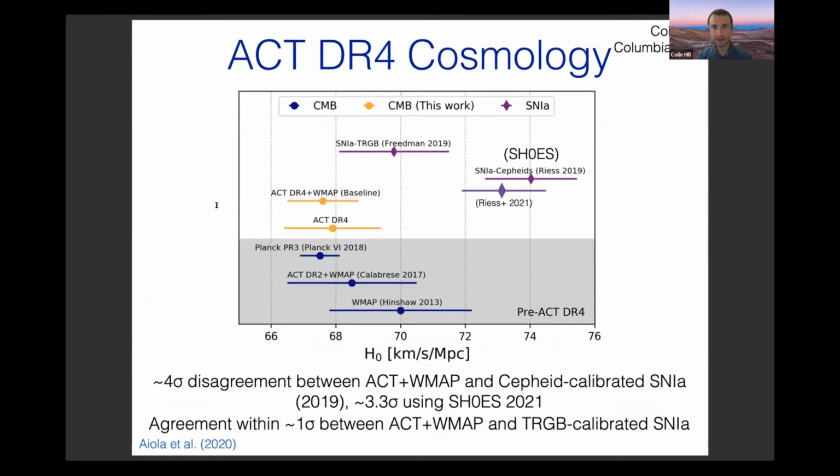So just putting this then in context, the ACT results are here in yellow in this whisker plot showing H-naught results. The pre-ACT DR4 results from Planck, for example, are down here in blue. And then some of the local measurements just from the distance ladder are shown up here in purple. So you can see that we're quite consistent with the TRGB results from Wendy Freedman's group, but there is a tension with the SH0ES results. Formally, with the latest results from the Riess et al. 2021 paper, it's about a 3.3 sigma tension between our result, ACT plus WMAP, and their result.